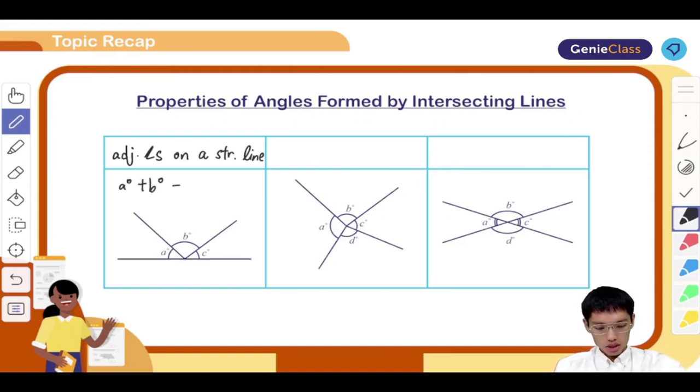Adjacent angles on a straight line. Very important over here, they sum to 180. Okay, now next up, angles at a point.